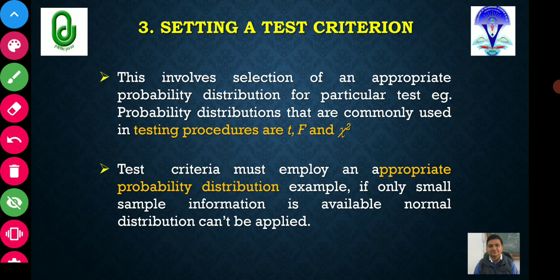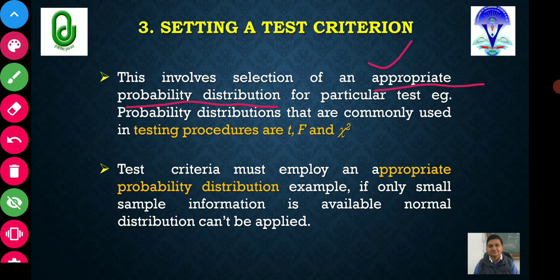Once you have set the hypothesis, then the level of significance, the third step is you have to choose the test criteria. This involves selection of an appropriate probability distribution. We have already studied probability distributions. In that we saw the normal distribution, Poisson distribution and binomial distribution. So you have to ascertain by your experience which probability distribution this particular observation falls under. Based on that you have to adopt the test criteria.